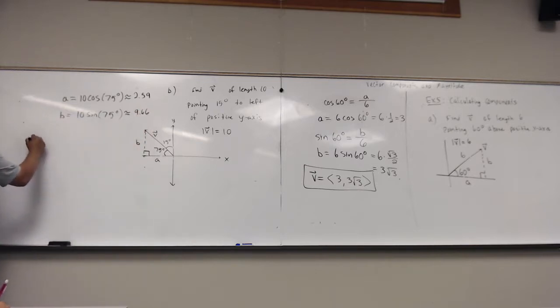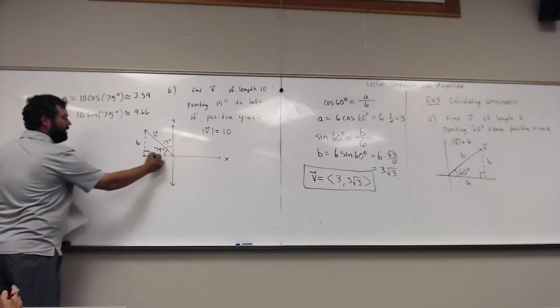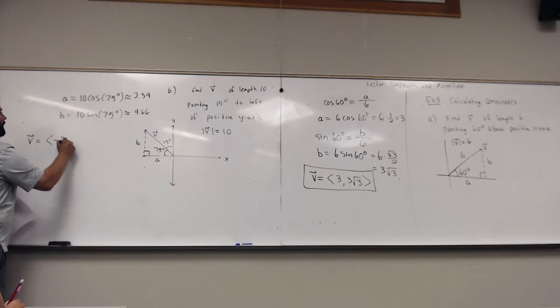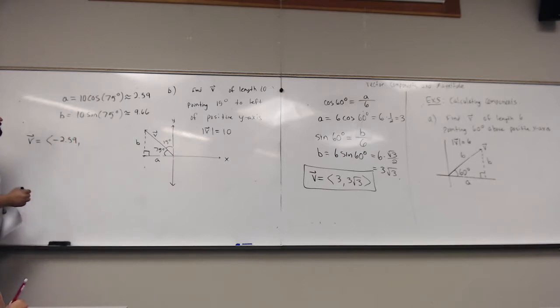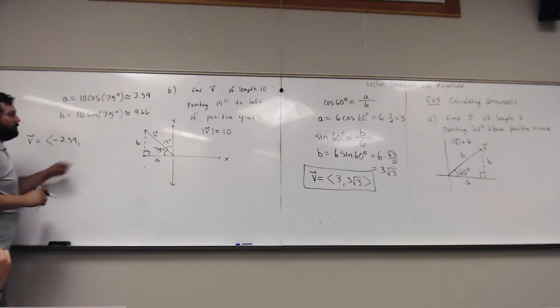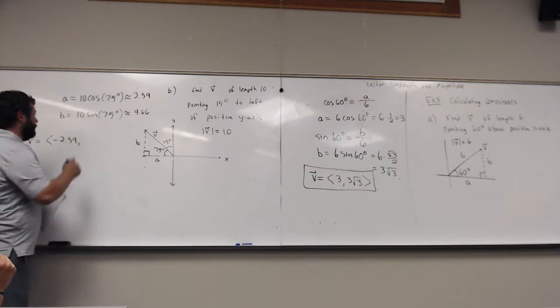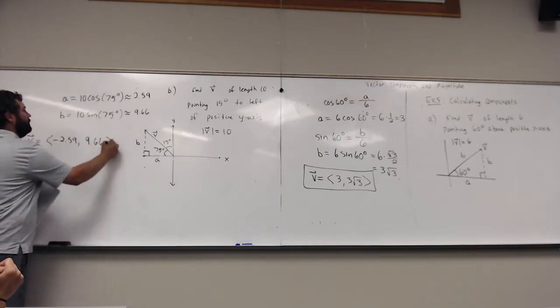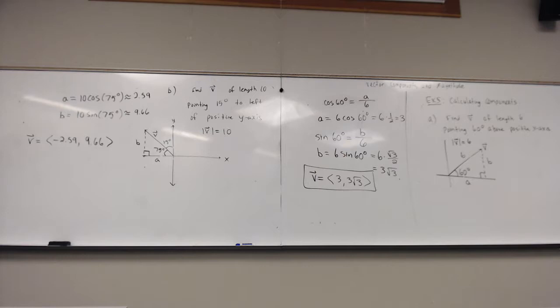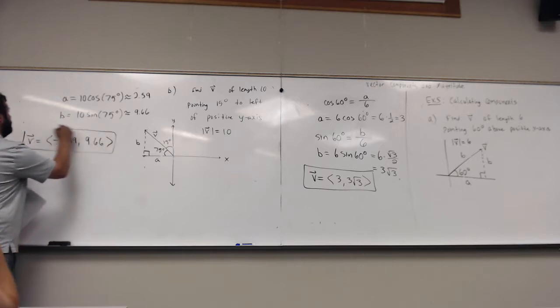So the vector v, and here you have to be a little bit careful. Is the x component really going to be 2.59? It's going to be negative 2.59. Since we're really going in the negative direction, we take the minus 2.59. And then 10 sine, well, we're going in the positive y direction, so the y component will be 9.66. And there's the vector v.